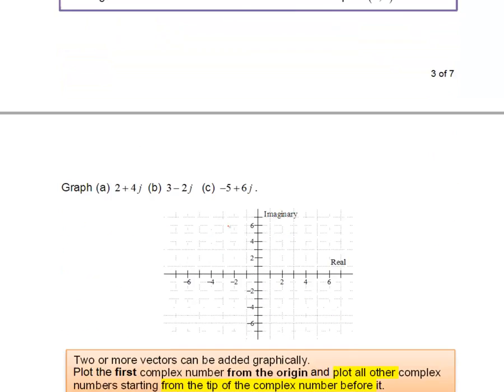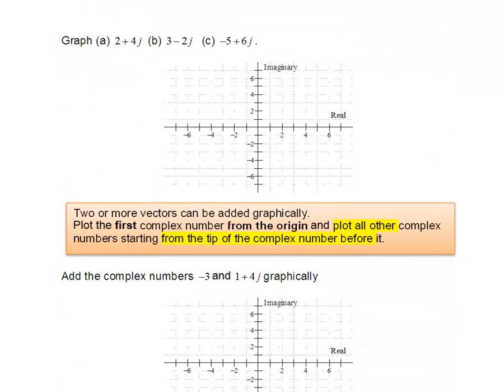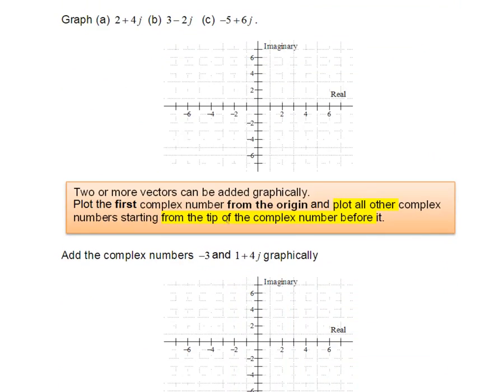So if we're going to graph the three values in this question here, we're going to start by saying, okay, the first value has 2, which is a real, so that's 2 to the right, 4 in the imaginary direction. So this is the point that we're going to put, but we're not talking about a point here. What we're actually talking about is a vector, which means starting at the origin, so 0, 0, it is the vector or line going to that point. So that is the representation of 2 plus 4j as a vector in the complex plane.